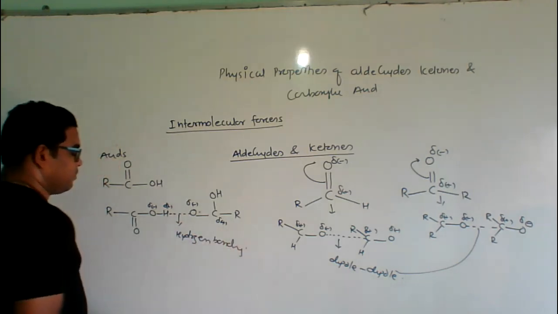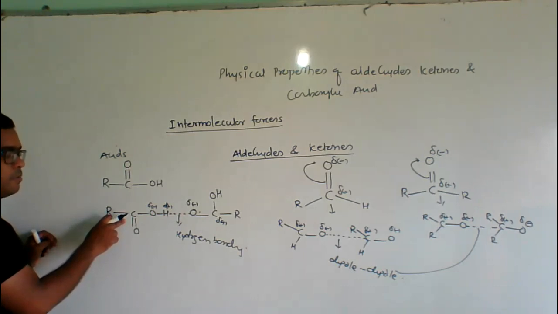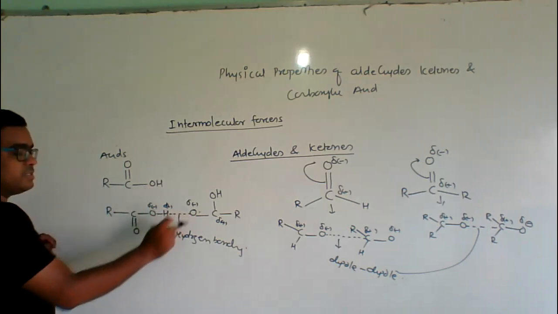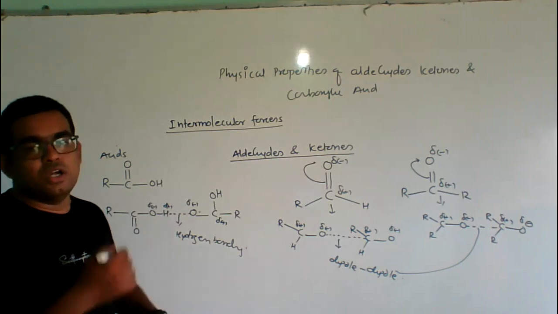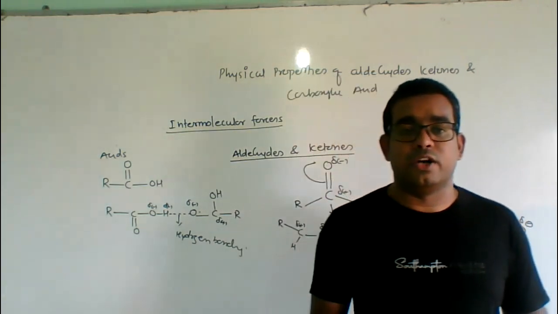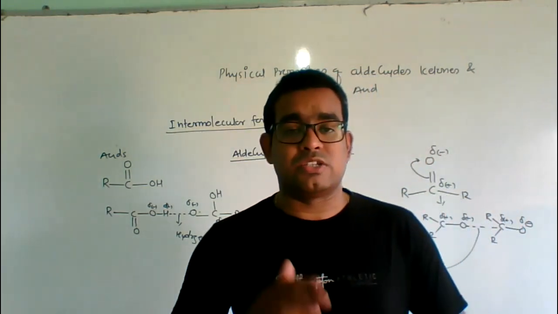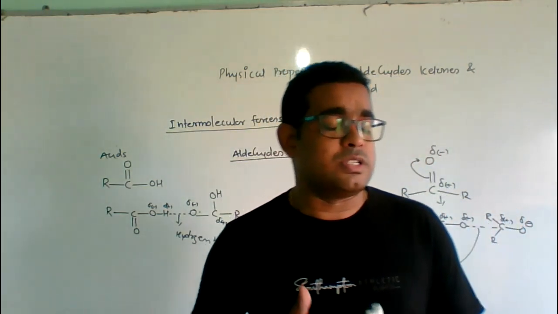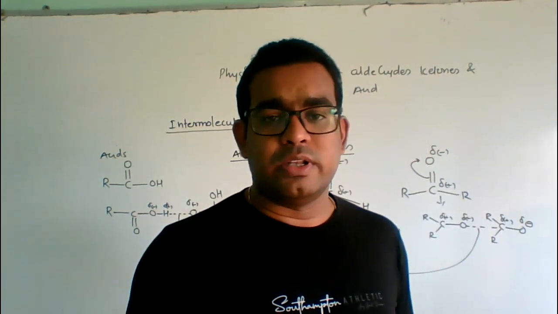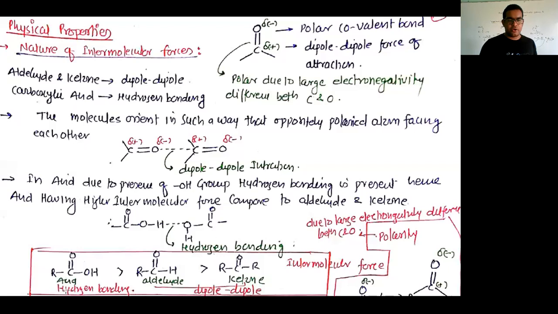The carbonyl group is here, and it can be here also, but due to the presence of hydrogen in acid, it consists of hydrogen bonding. So we can say that the major intermolecular force present in aldehyde and ketone is dipole-dipole interaction, and in case of carboxylic acid, the force is nothing but hydrogen bonding. I hope you understand this point. Next, move on to the next point. Hydrogen bonding is present in acid, and in aldehyde and ketone there is a presence of dipole-dipole interaction. I hope you understand this intermolecular force.